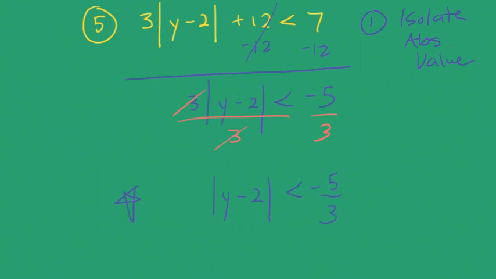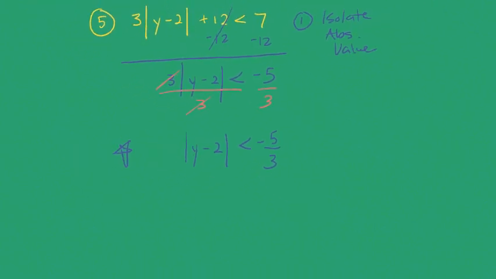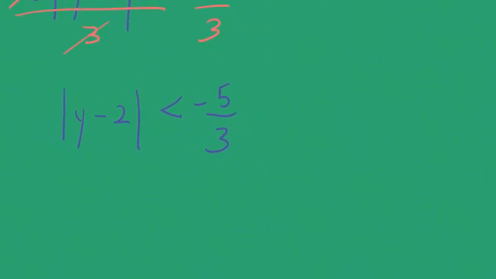Okay, and I want to make a really big point here. This will come up rarely, but occasionally. If you've got an absolute value, it means distance from 0. So the distance that 5 is from 0 would be 5. The distance that negative 5 is from 0 is also 5. Distance is always positive. So make sure you notice this.